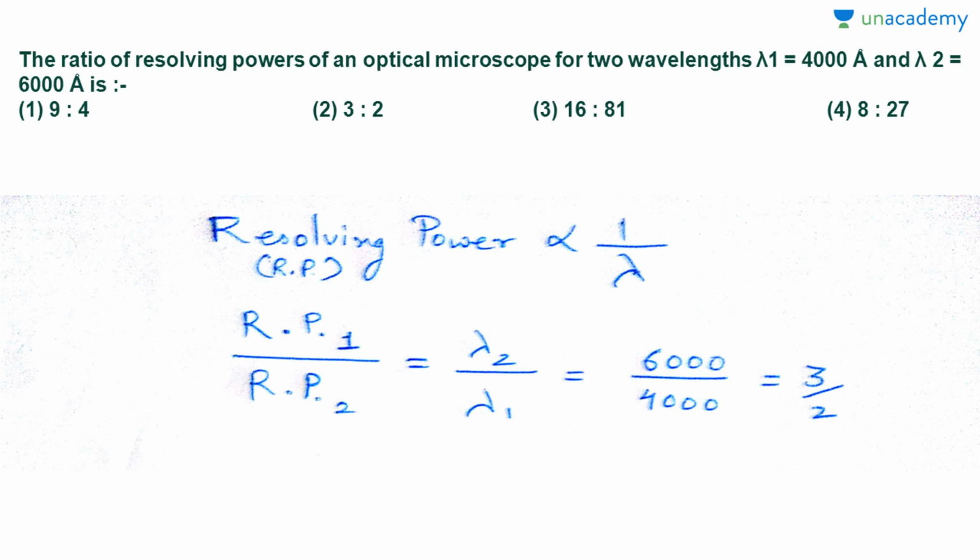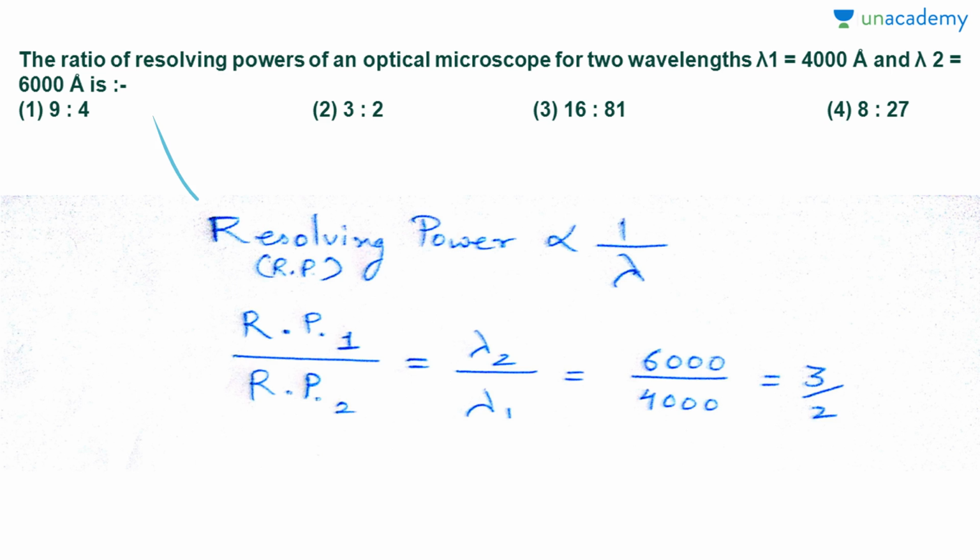Now let us move on to the next question. Very easy question, very basic question. The ratio of the resolving power of an optical microscope for two wavelengths, lambda 1 equal to 4000 Angstrom and lambda 2 equal to 6000 Angstrom. So two wavelengths are given and it is asking the ratio of the resolving power.